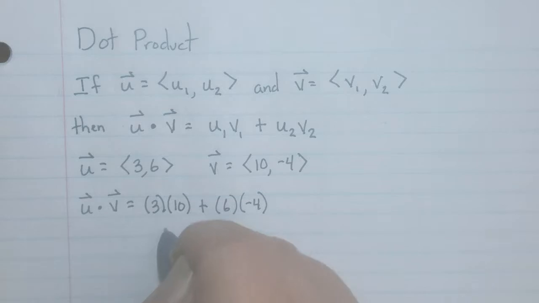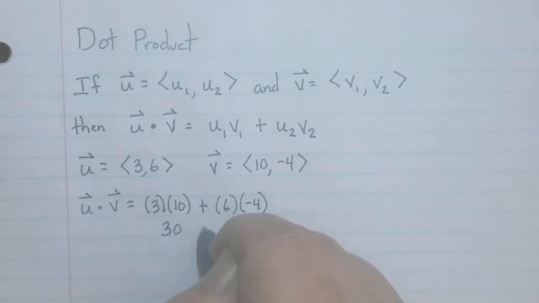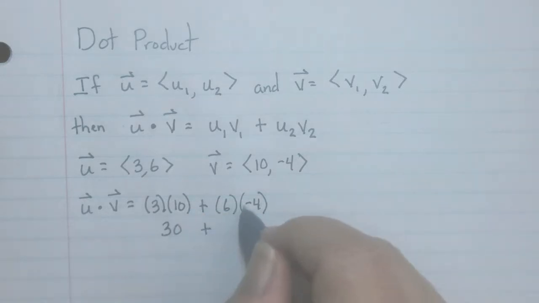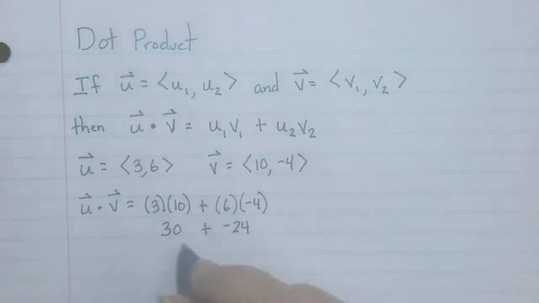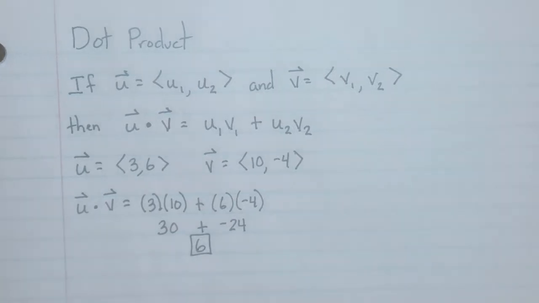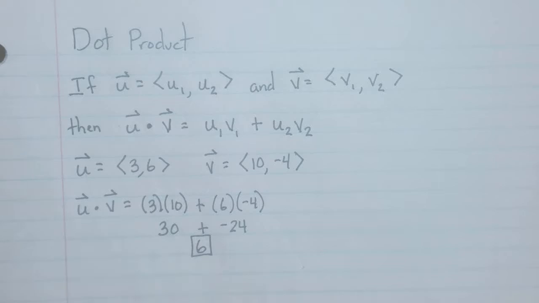Three times 10 gives us 30. 6 times -4 gives us -24. We add that together, we get 6. So that's an interesting thing about the dot product. You take a vector, you perform the dot product with another vector, your answer doesn't come out as a vector. Your answer just comes out as a number.